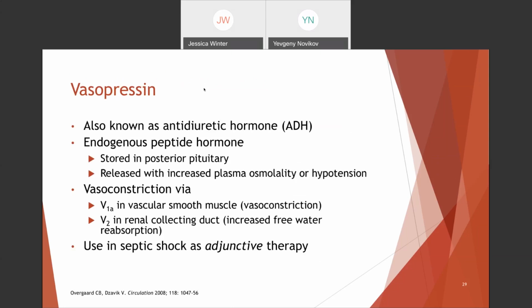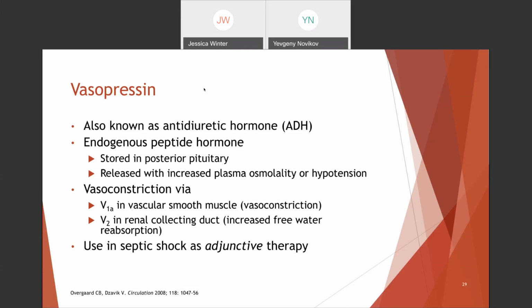Vasopressin is our next hormonal vasopressor. So obviously vasopressin is endogenous antidiuretic hormone. It is stored in our posterior pituitary normally, and we release it when we have either an increased plasma osmolality, so maybe we're dehydrated, or if we have hypotension. And the release of antidiuretic hormone causes us to insert aquaporin channels and reabsorb more free water.